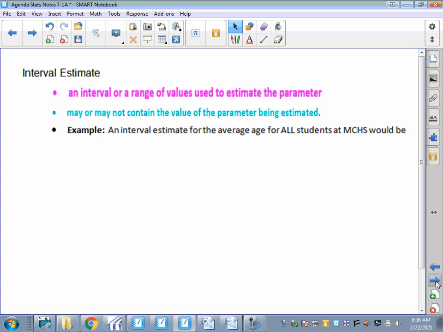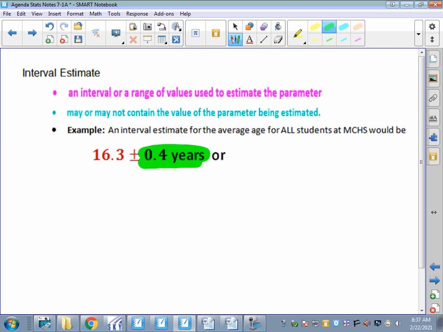Maybe our mu does not fall in that. Maybe we've had a bad sample. That can happen, and we're going to use that more later, but it may or may not contain it. So an interval estimate for the average age for all students at our high school, let's say that I knew that our margin of error, 16.3 was my estimate using my X-bar, and I'm going to say it's plus or minus 0.4 years. Well, the 0.4 years is my margin of error.